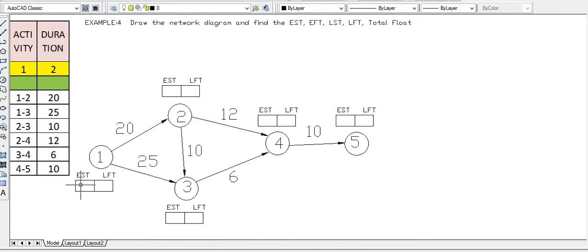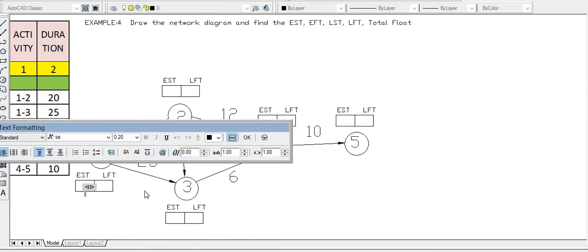The earliest start time will start from the first node, 1 to 2. That means the first node is 1. What is the earliest start time for 1? As it is the starting node, there is no duration for this. So we will directly have this as 0 and 0. Okay? We will directly have this as 0 and 0.